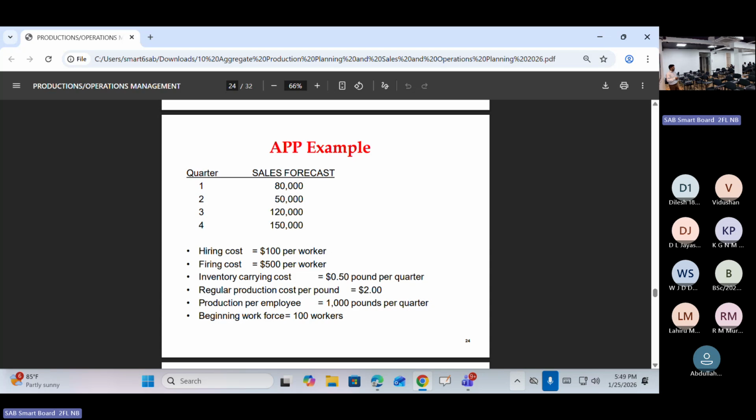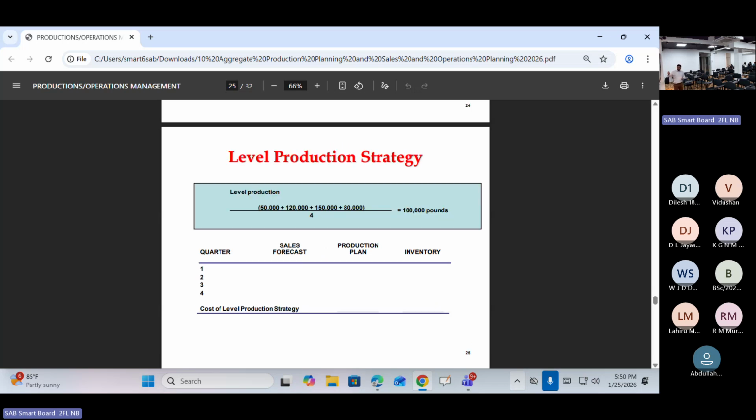In case of the level strategy, we have to identify what are the costs relevant and how the production plan would look like. Shall we quickly do that? For level production strategy, if they follow level strategy, how the production plan would look like. And for that, we might use a template like this as shown in slide number 25.